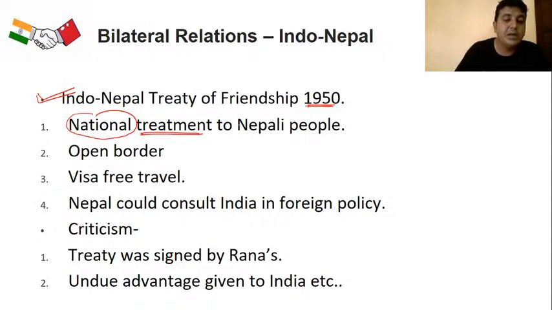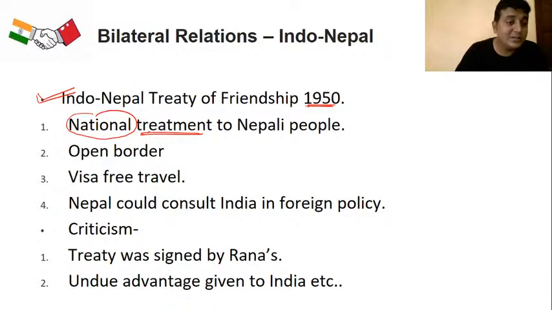to Nepali people. Whatever treatment we provide to you, me and others, the same type of treatment we are going to provide to Nepalis, like a citizen. We give the treatment to the Nepalis like an Indian citizen. There are some terms and conditions, but as compared to any other country, whatever we provided to Nepal is more than required. Clear? So national treatment, that is treatment of equality, we provided them.